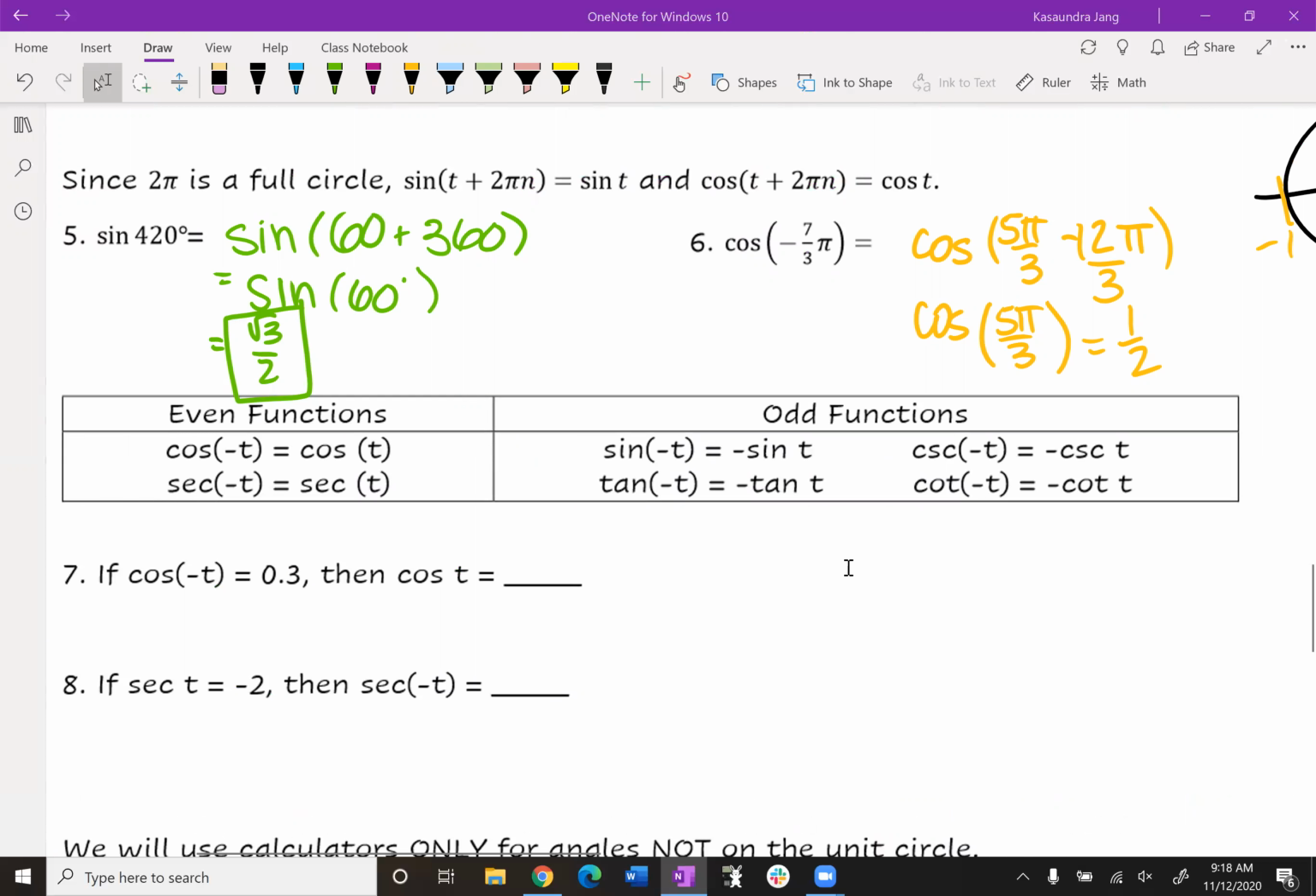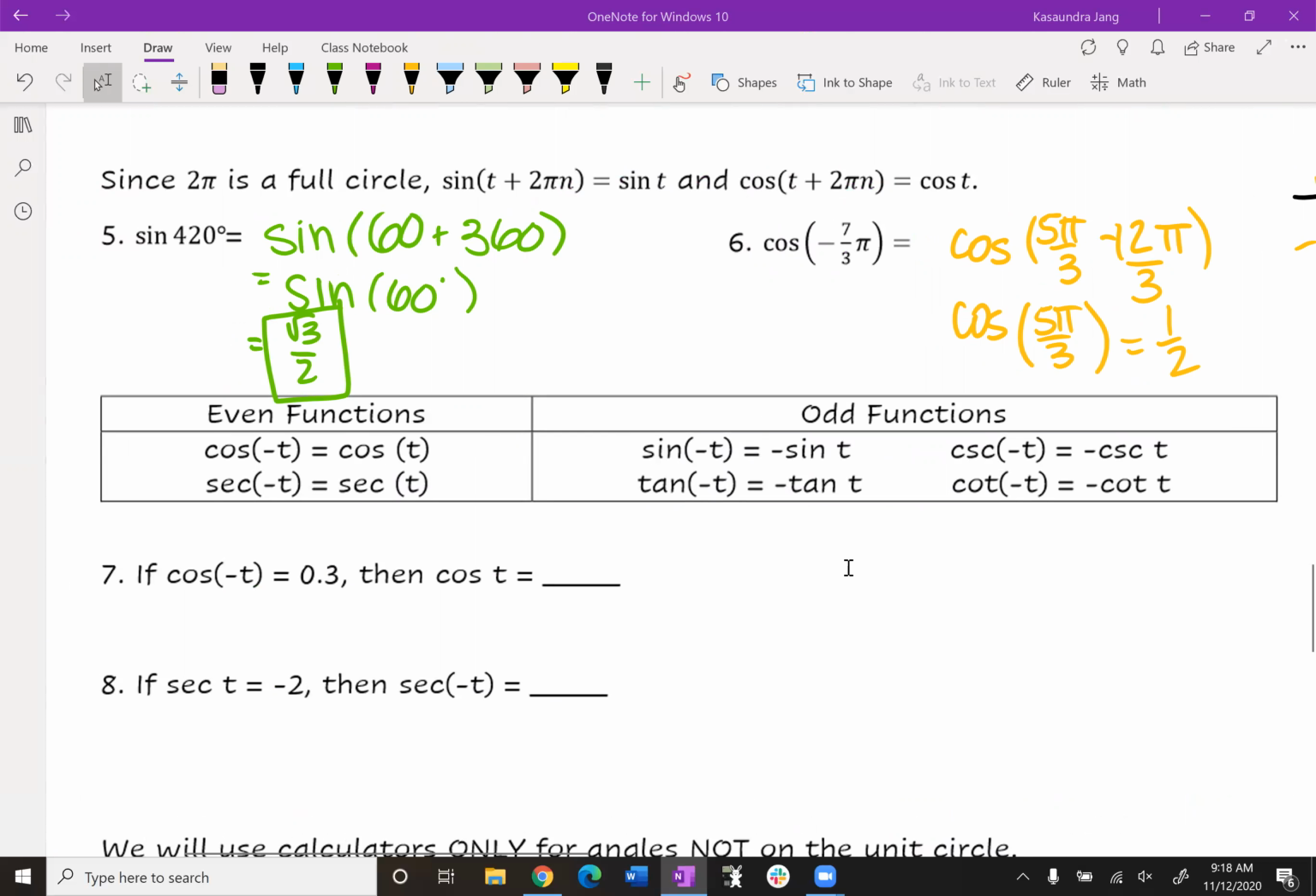So let's look at even and odd functions then. Your even functions are ones that if you take the cosine of some negative or secant of some negative angle, it's going to be the same as if it was a positive of the same angle. So like if it was a cosine of negative pi thirds, that'll be the same thing as cosine of positive pi thirds. Now, keep in mind, cosine has to do with x's, right? And your secant is the reciprocal of your cosine. It's like 1 over your x. So pretty much all the stuff that has to do with x's, those are even functions.